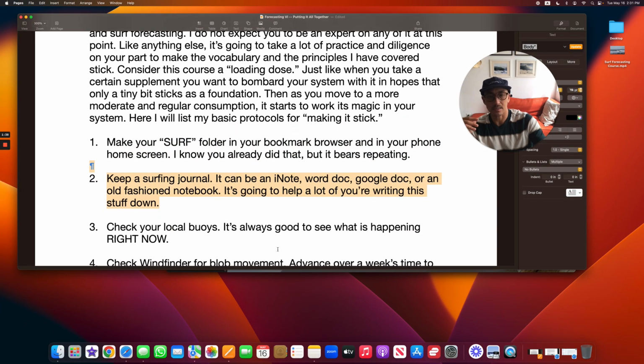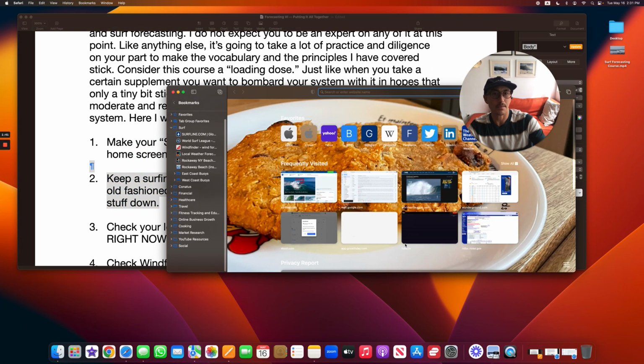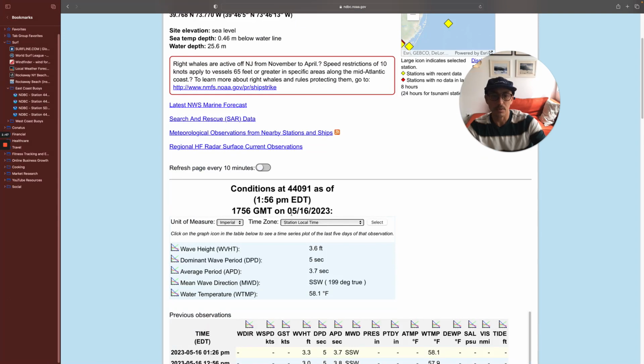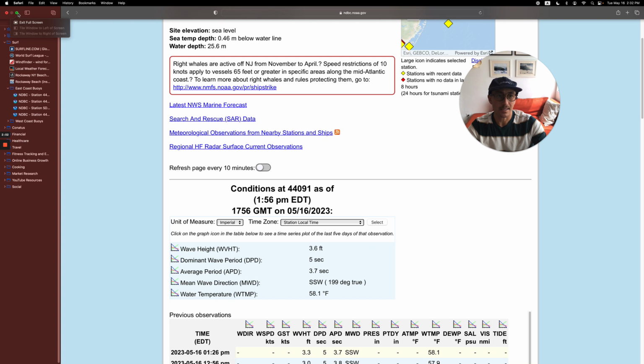Check your local buoys. Always good to see what's happening right now. Go to my buoy folder. 3.6 feet at 5 seconds. Okay, what does this tell me? Well, there's a little wind swell in the water. Decent wave height, but this is a very small interval. So I can expect the waves right now to be extremely weak. I'm going to check that again before I go to bed. I'm going to check it first thing when I wake up in the morning, just to see what the actual reading here is.